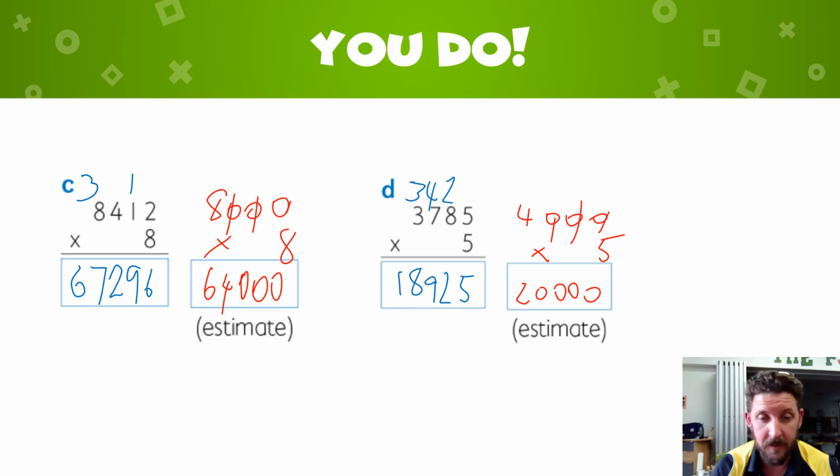I've done my job. Now, going back and making sure you understand. First thing, set it out correctly. Second thing, always estimate so you know whether you're close. Next thing, work from right to left, regroup when you need to, and make sure that you learn your times tables. Good luck.